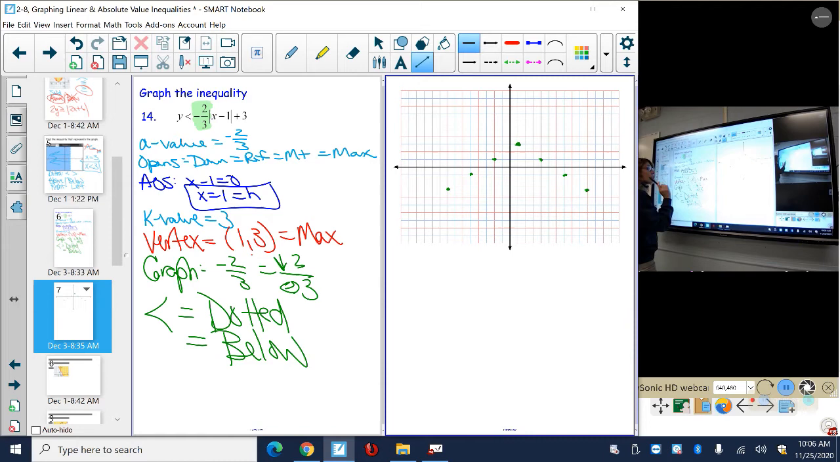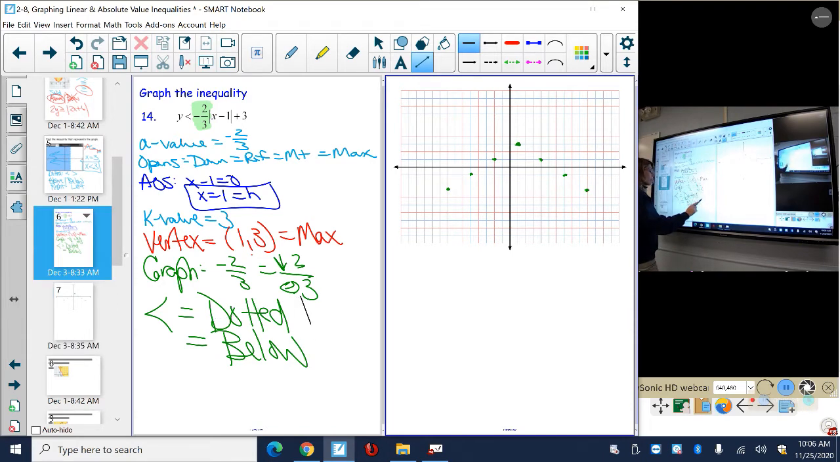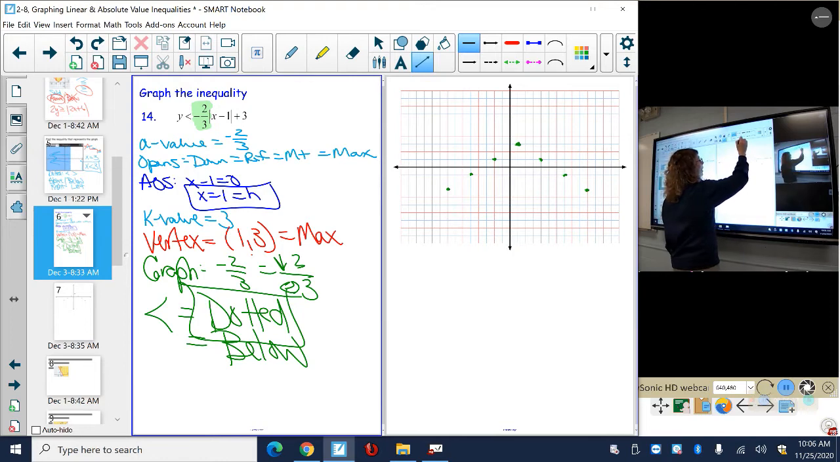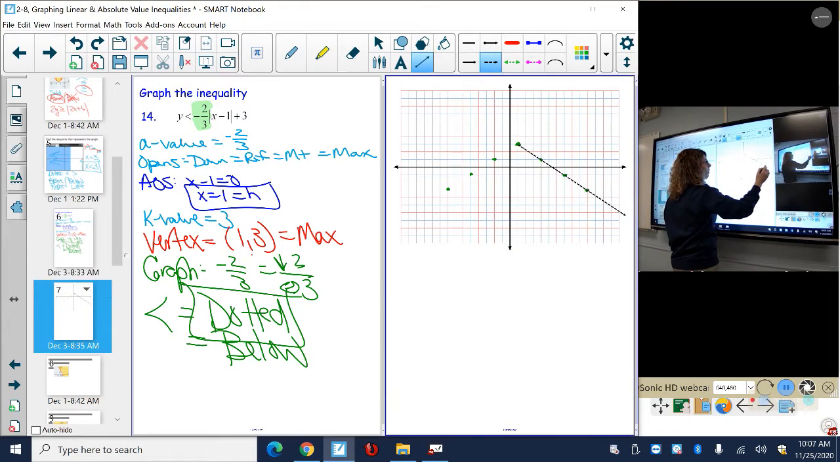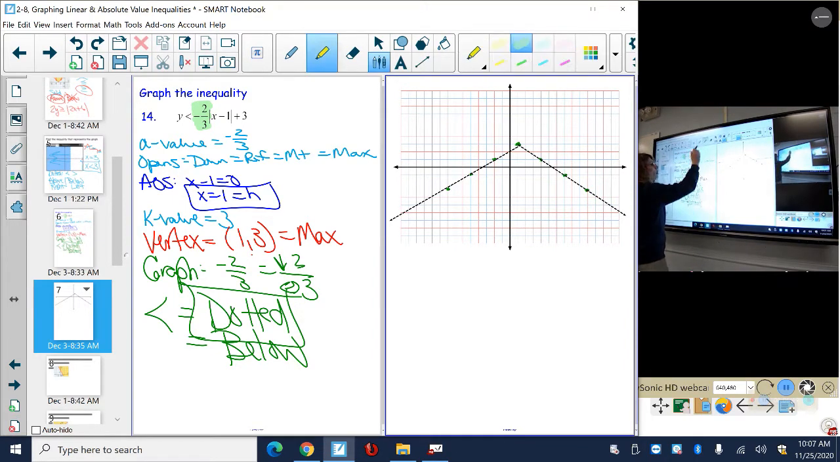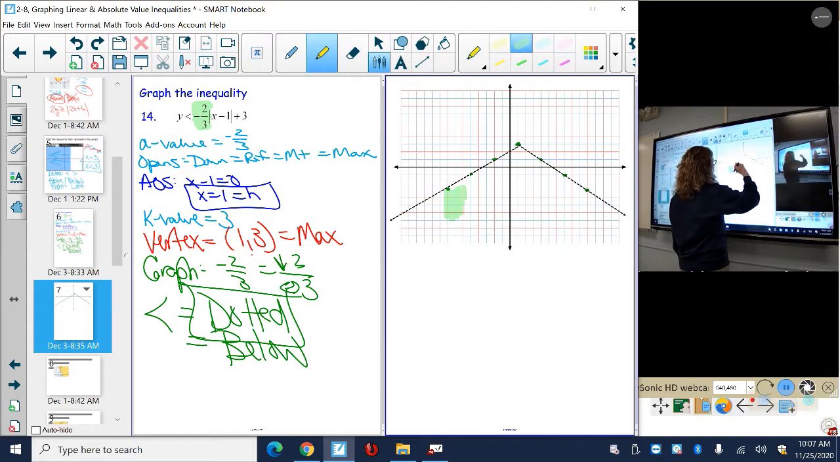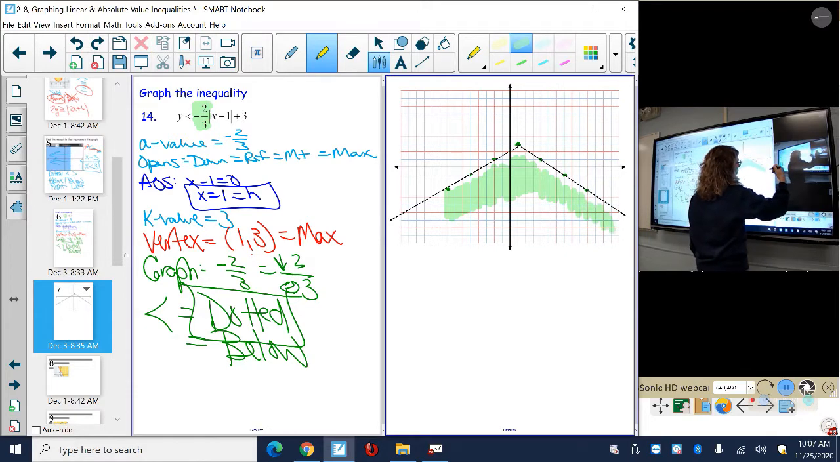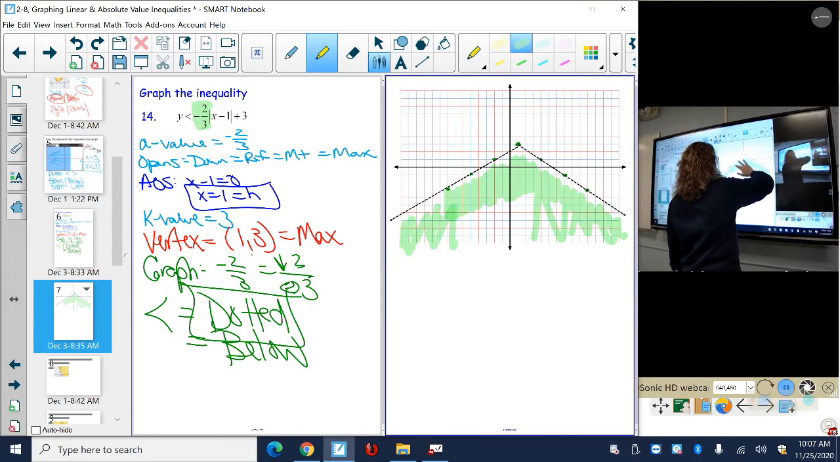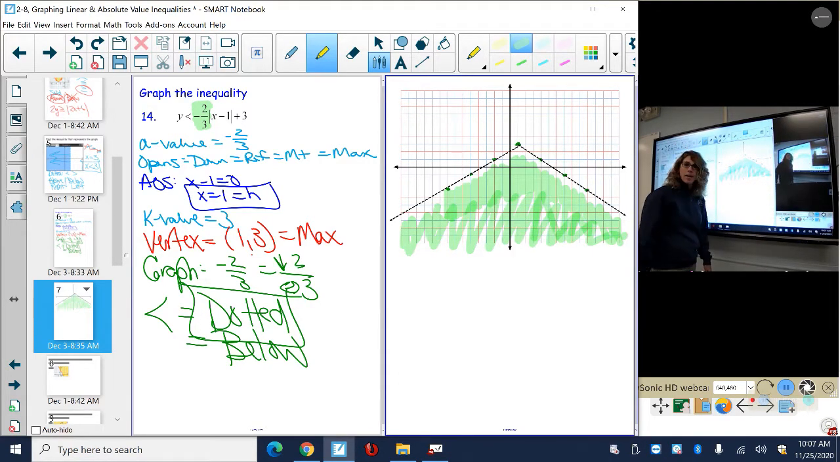Okay? So now I have to connect them. But this says to connect them with a dotted line. So I'm going to come over here, I'm going to get my dotted line, and I'm going to connect them with a dotted line. Then it says to shade below every one of my points. Well, do you see this point? Start shading below it. So that means I only want the inside of the mountain. I am not wanting any of the outside. So I want all of the inside. Okay, so that is that inequality.